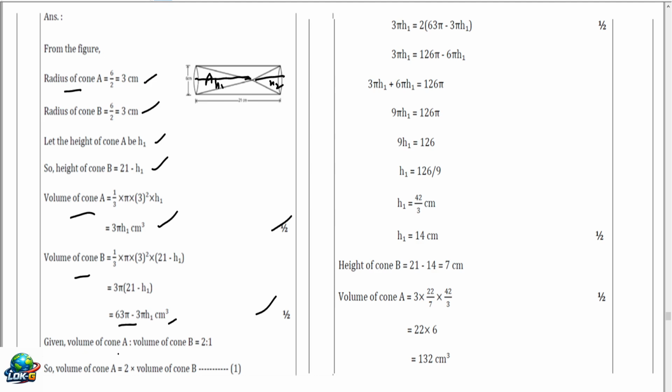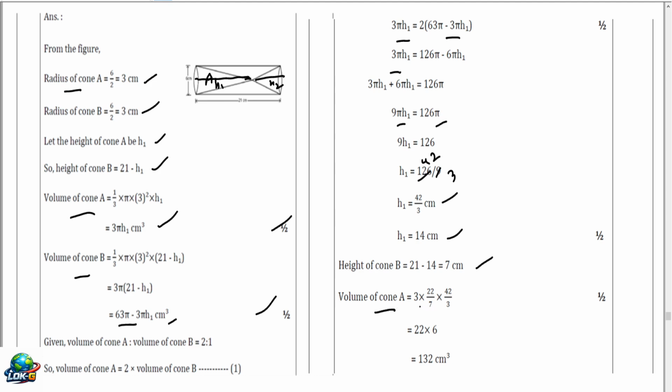Given volume of cone A is to volume of cone B is equal to 2:1. So volume of cone A is equal to 2 times volume of cone B, because they are in the ratio 2:1. Are you getting me? Okay. 3 pi h1 is equal to 2 into (63 pi minus 3 pi h1). Take the 6 pi h1 to the left: 3 pi h1 plus 6 pi h1 is 9 pi h1. You will get 126 pi. h1 is equal to 126 upon 9. You get 14 centimeter. h1 is 14. Then the height of B will be how much? 21 minus 14 will be 7 centimeter.